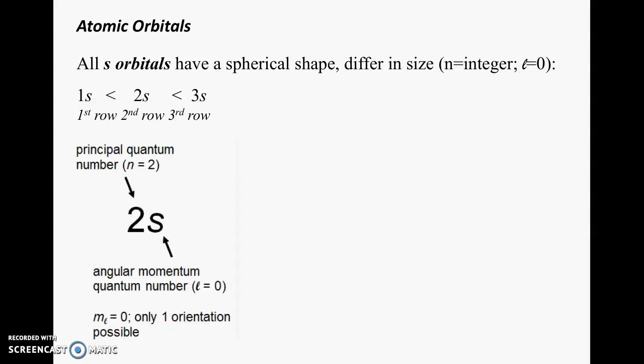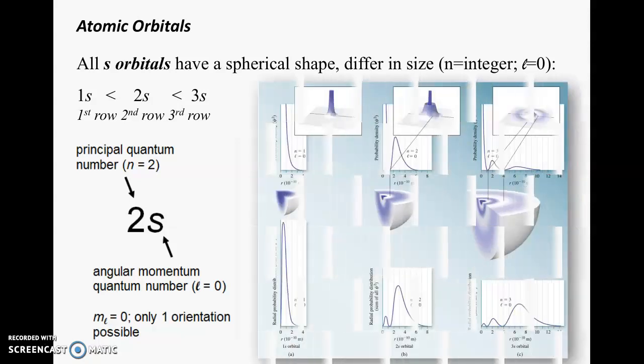So this is our notation again, and so we say it starts with the principal quantum number. It's 2. That means we know we're talking about the second row, and the s means that L is equal to 0, the angular momentum, and therefore m sub L can only equal 0, meaning there's only one orientation possible.